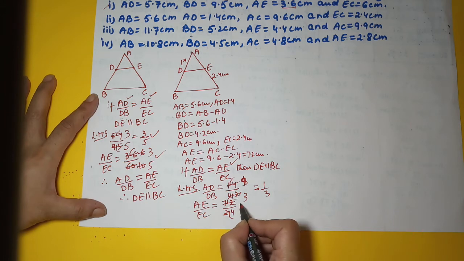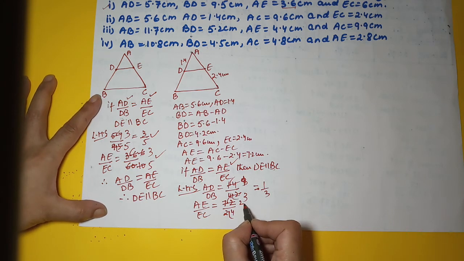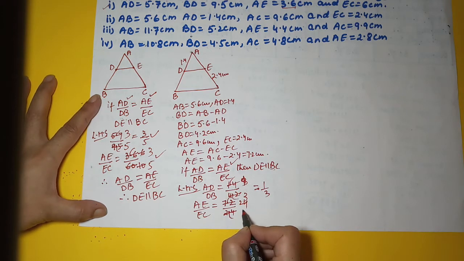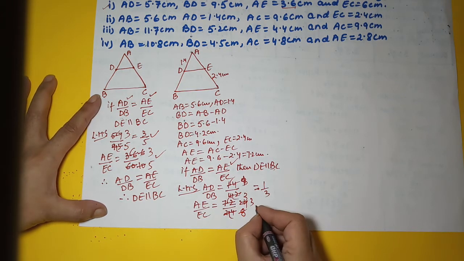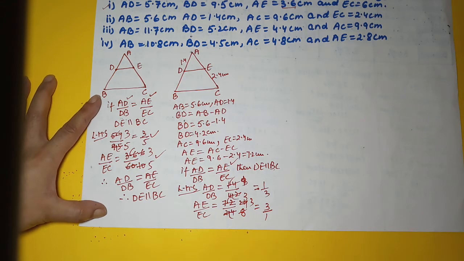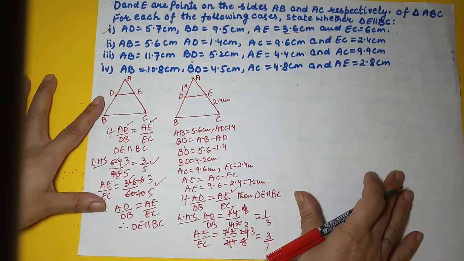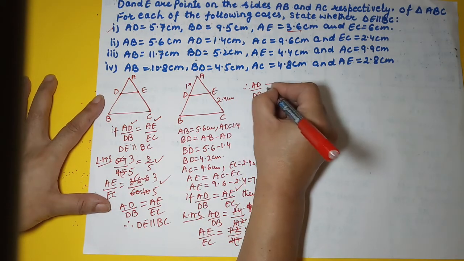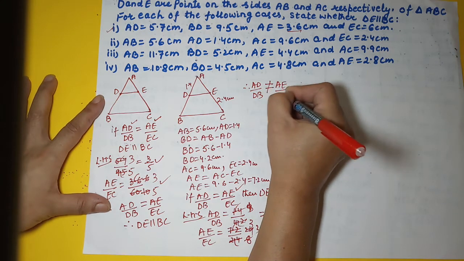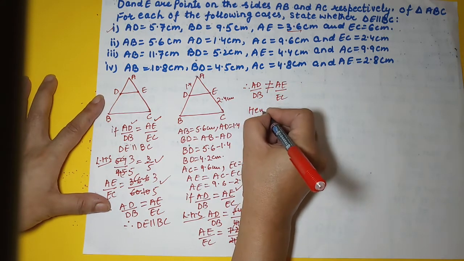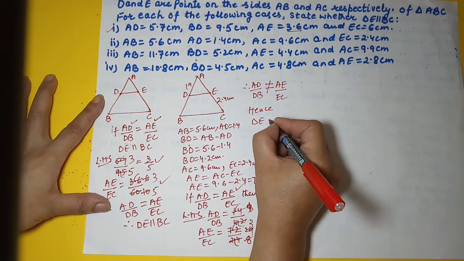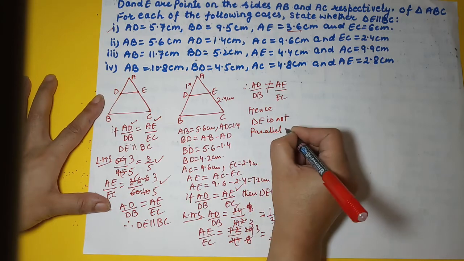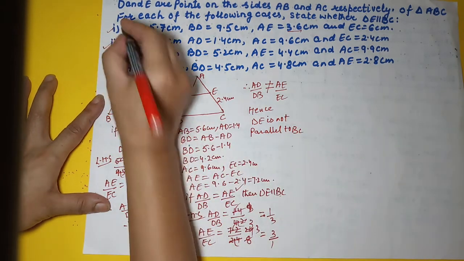So 3 2s are 6, 3 4s are, 3 8s are, 8 3s are. Oh, I got this as 3 by 1. Right? So you can say therefore AD by DB is not equal to AE by EC. Hence DE is not parallel to BC. Right? Second part also done.